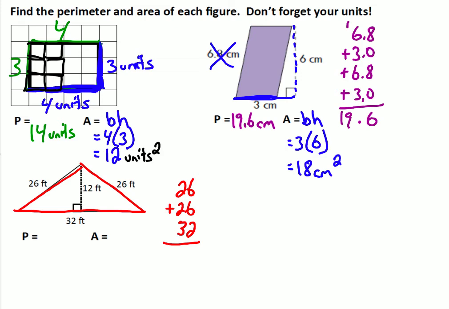So 6 and 6 is 12, and 2 is 14. 1 and 2 is 3, 4, 5, 6, 7, 8. 84 feet.